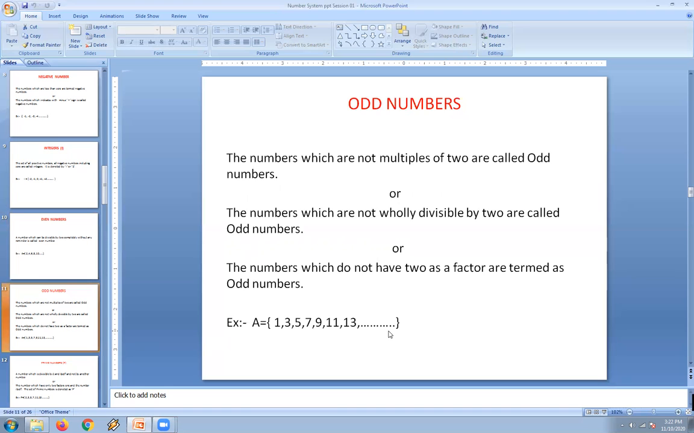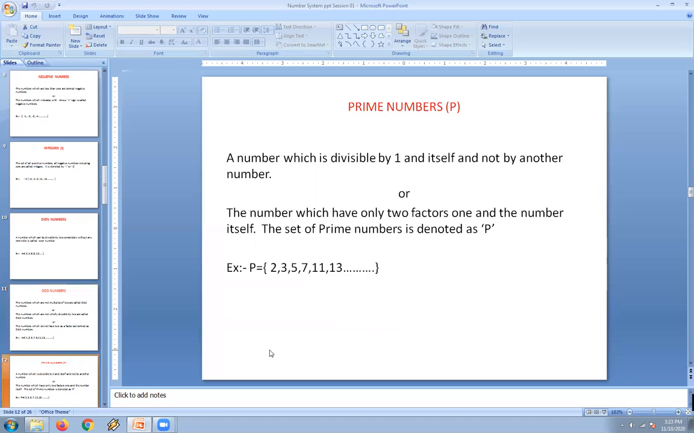And the next is called an odd number. The numbers which are not multiples of 2 are called odd numbers. Or we can call them the numbers which are not wholly divisible by 2, or the numbers which do not have 2 as a factor. So very simply, if a number is not exactly divisible by 2, it is called an odd number. If you divide, there will be a remainder. For example, 1, 3, 5, 7, 9, 11, 13. So these are all the odd numbers.